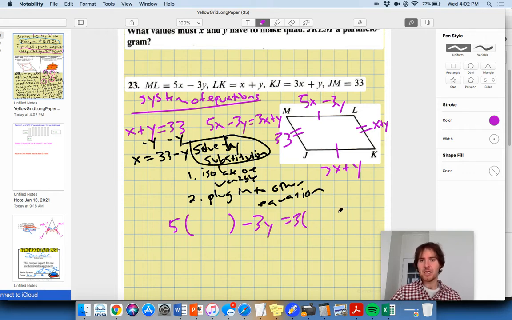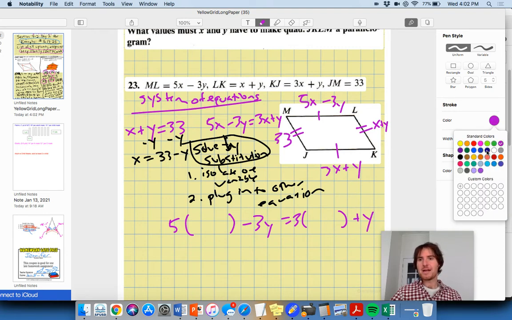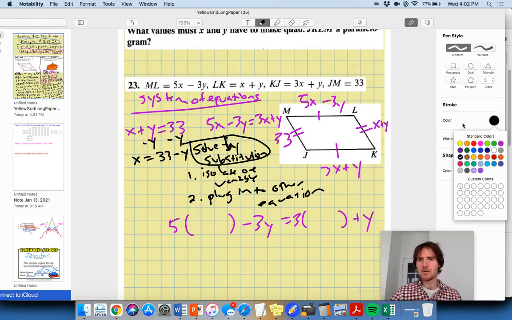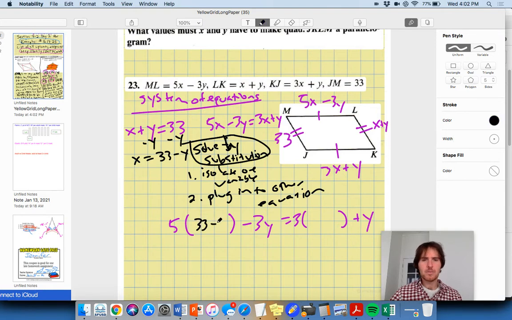I'm going to plug in 33 minus y. And we got a y here. Let's put that in here. So, we're kind of combining equations right now. Oh, that's not in black. I want it to be in black. Let's put it here in black. 33 minus y.